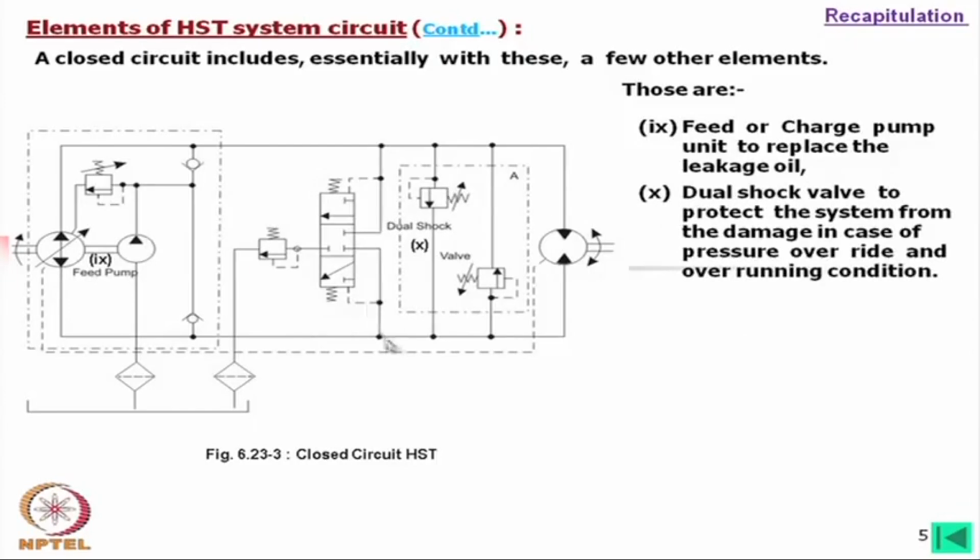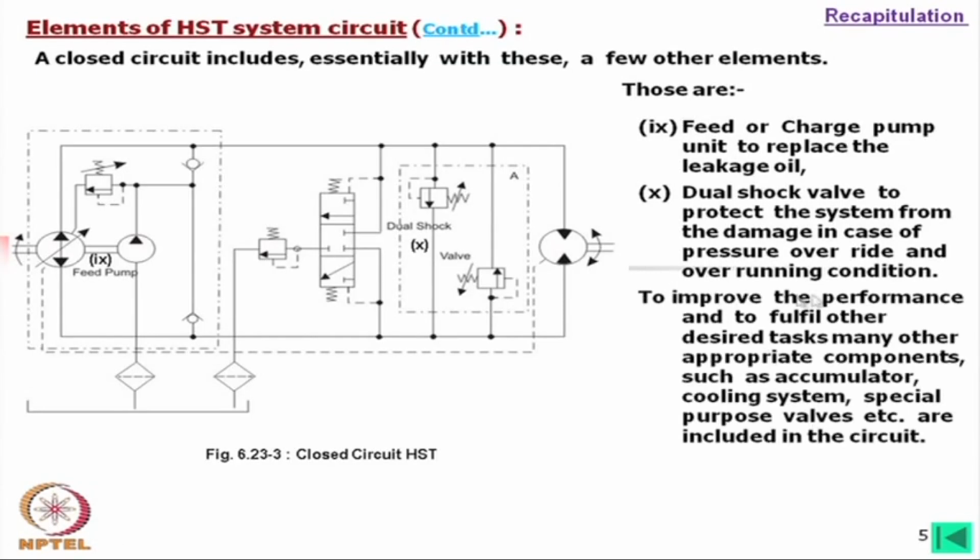Then the dual shock valve, it is called dual shock valve, protects the system from damage in case of pressure override and overrunning conditions. To improve the performance and to fulfill other desired tasks, many other appropriate components such as accumulator, cooling system, special purpose valves, etc., are included in these circuits. Say this is the minimum, but for smooth performance we can add an accumulator, to cool the oil we can add a cooler. This means that on the return path there will be a cooler, like that.